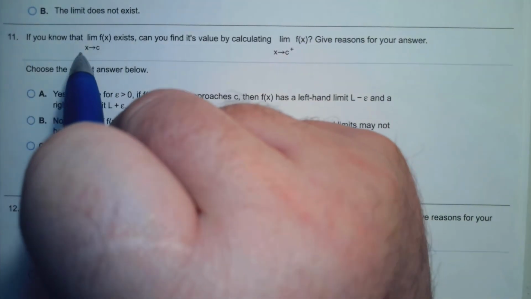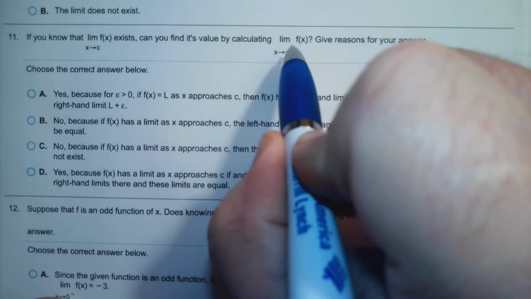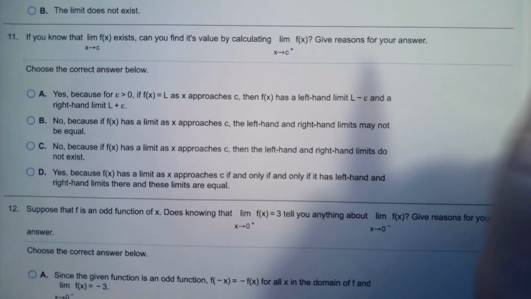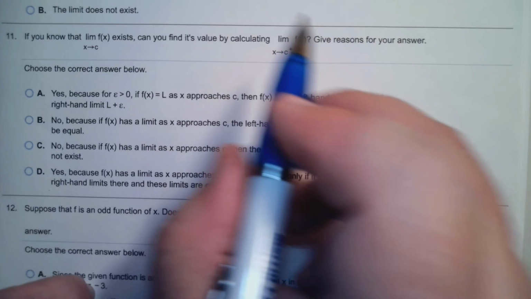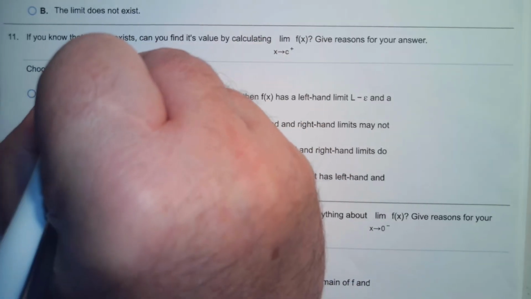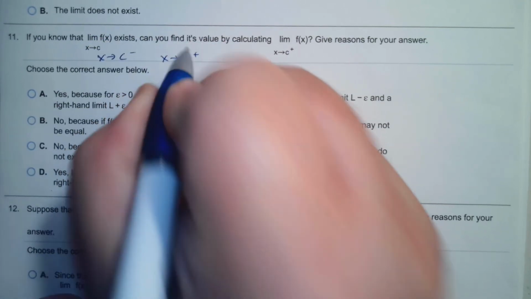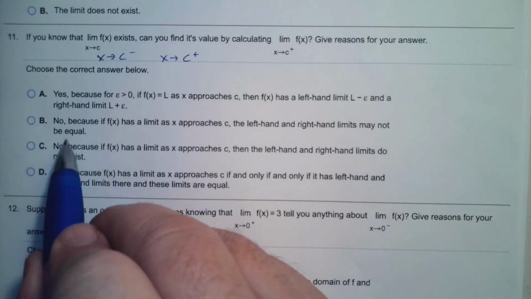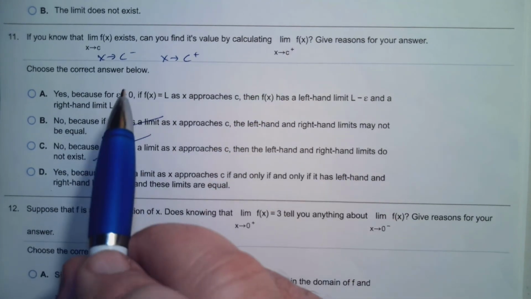If you know that the limit as x approaches c exists, can you find its value by calculating the limit as x goes to c from the right? Give a reason why. First off, no. Well, let's see. If it does exist, can you go with this? Yeah, if it exists, then it has to exist from both sides. So it can't be just one, because if it exists, then it has to be both directions.